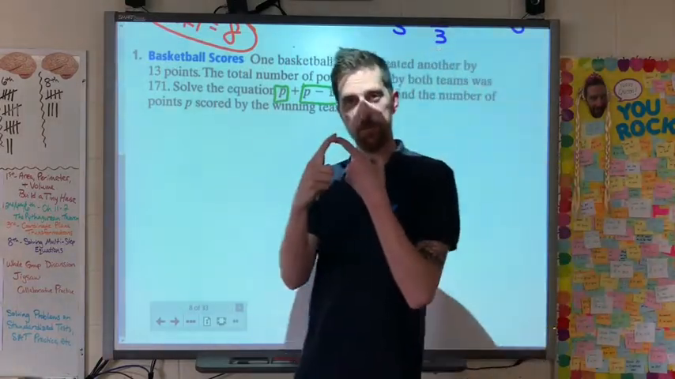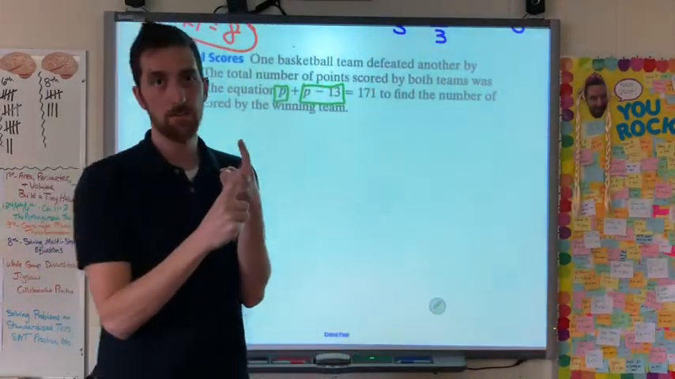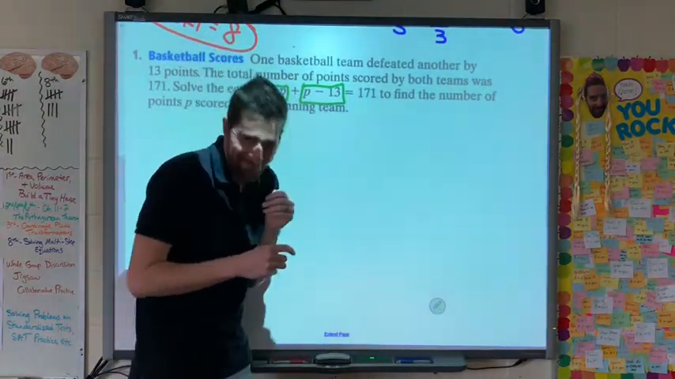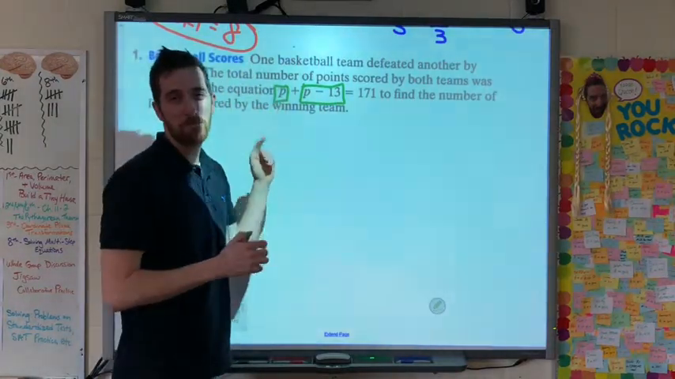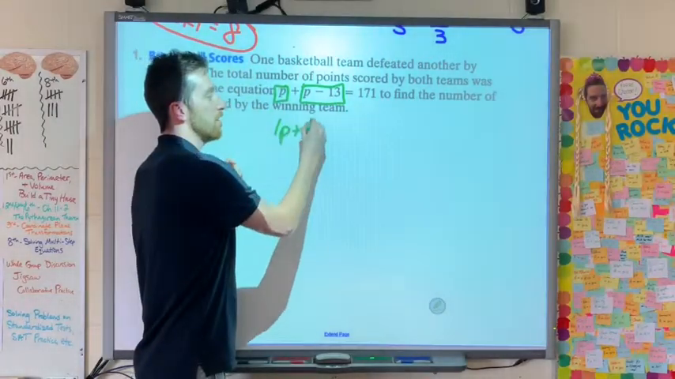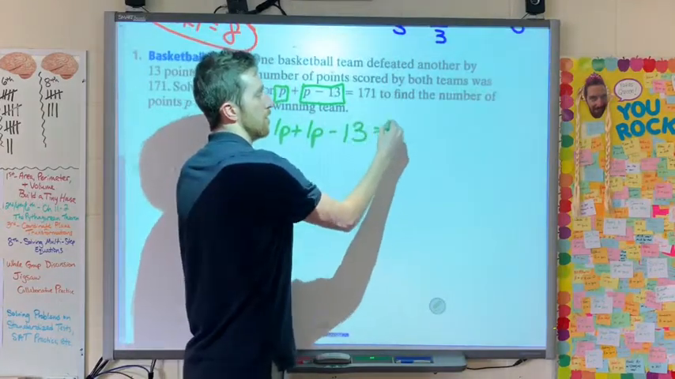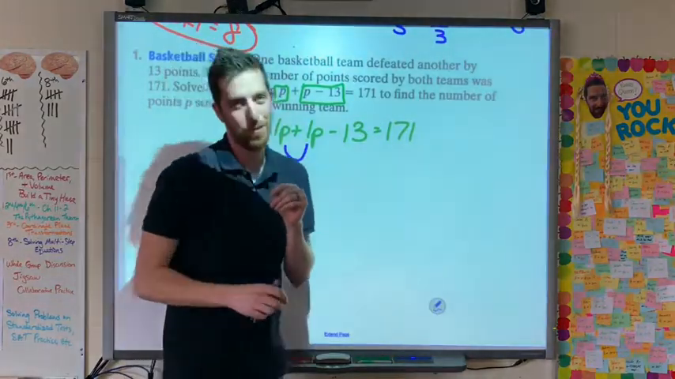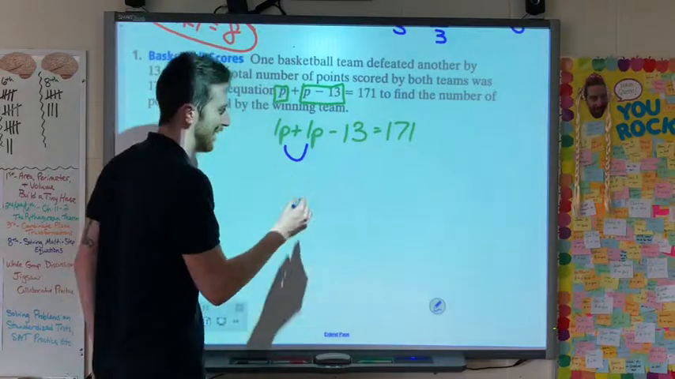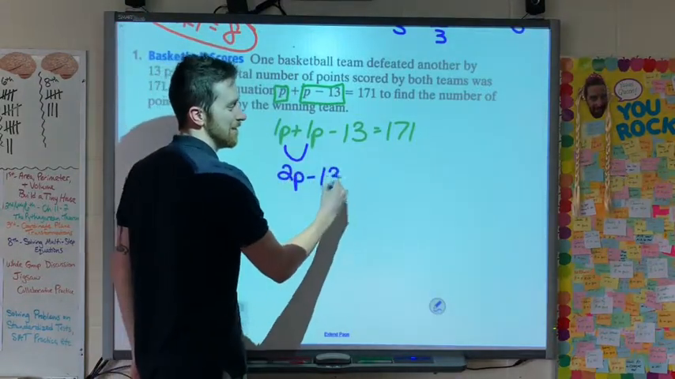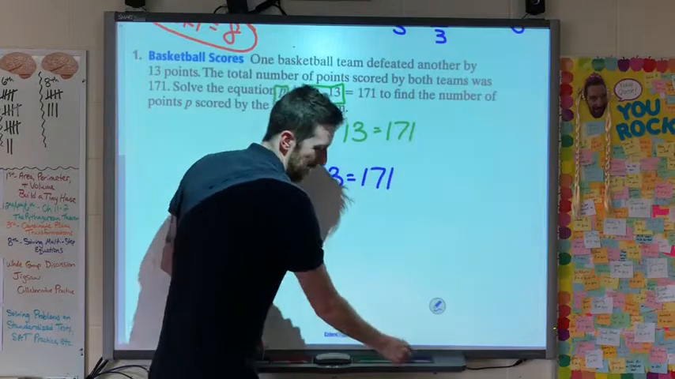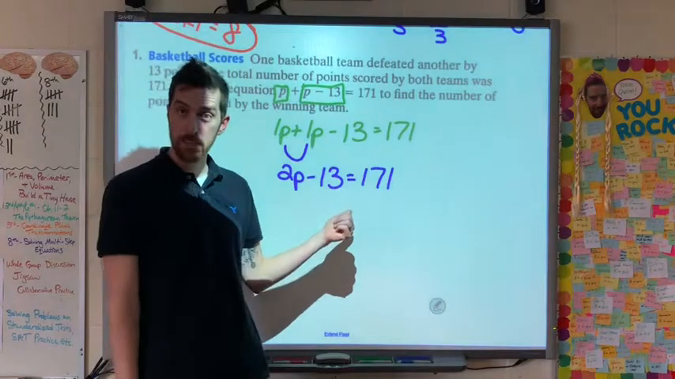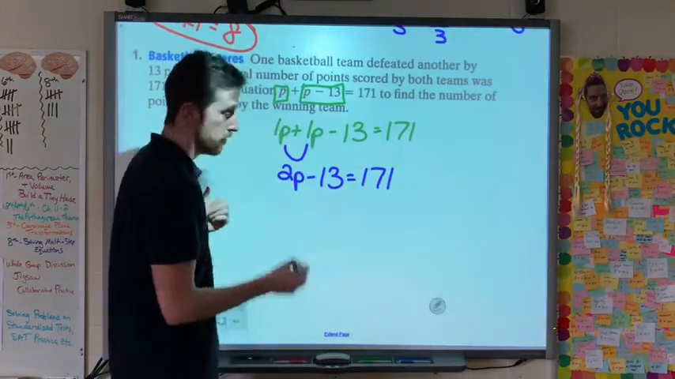Is there anything to distribute? Like terms, you bet. So, there's P here, there's P here. So, if we do 1P plus 1P, that gives us 2P, or not 2P, that is the question. 2P minus 13 equals 171. Okay, and we check. Oh, minus 13, what'd you say to do? Add 13, good call.